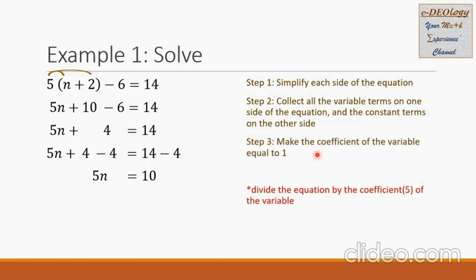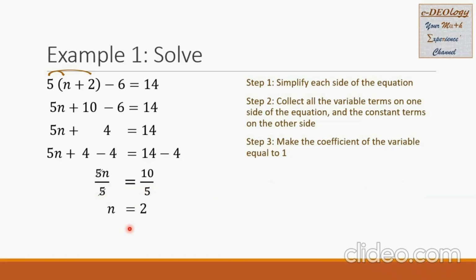And step 3, make the coefficient of the variable equal to 1. Our variable term here is 5n. The coefficient is 5. So we will divide the equation by this coefficient 5. So it will be 5n over 5 equals the 10 over 5. Then we can cancel the 5 and the 5 here. The n will come down, equals the simplified form of 10 over 5 is 2. So this is our final answer.